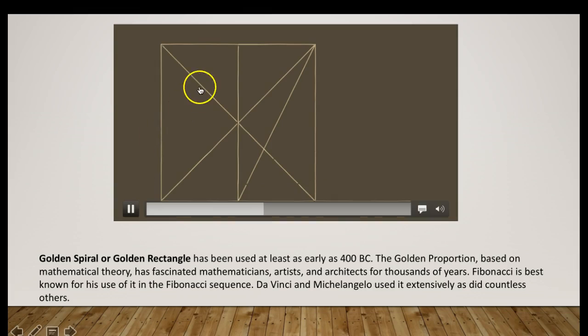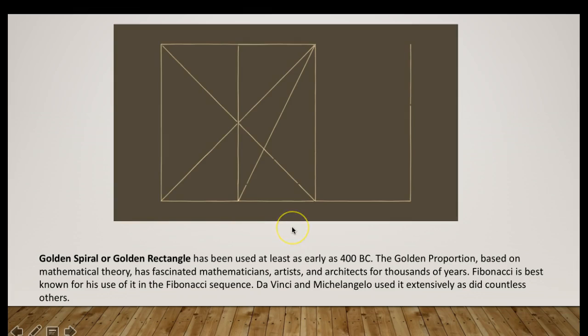As you can see, there's tiny little markings to show you where they're breaking up those lines.